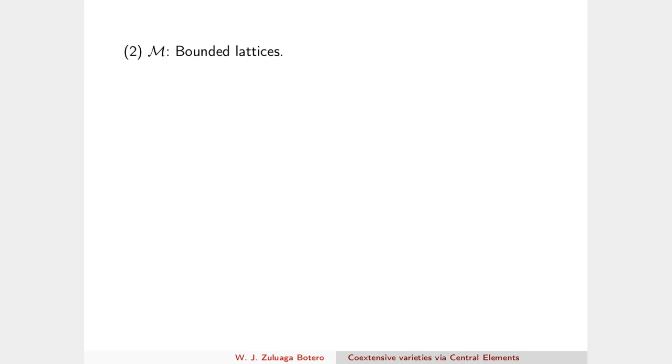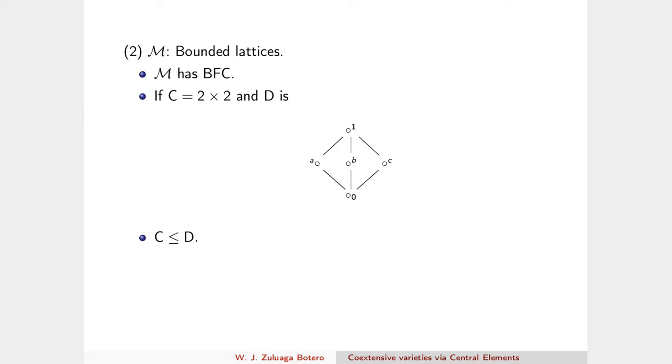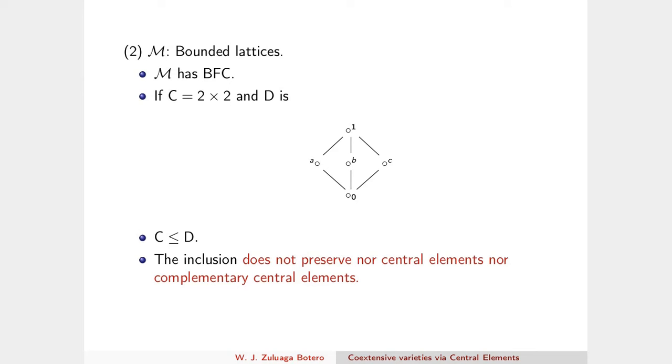The second condition, we can take the variety of bounded lattices. It is well known that M has B and C, but if we take C as this 2 times 2 bounded lattice, and we take D as this 5-element bounded lattice, it is clear that C is a subalgebra of D, but since D has 5 elements, it is directly indecomposable, so the inclusion does not preserve central elements nor complementary central elements. So it is a sensitive concept in the theory of central elements in general.